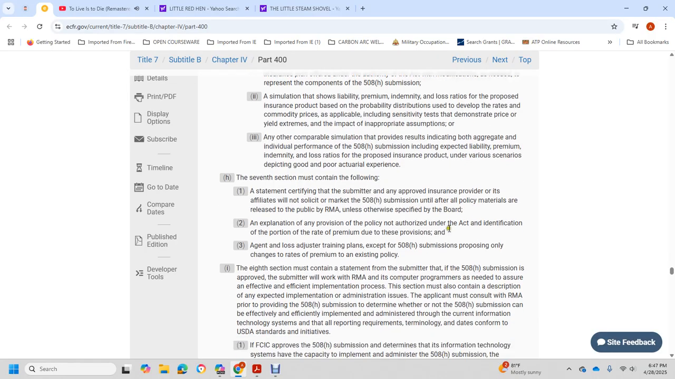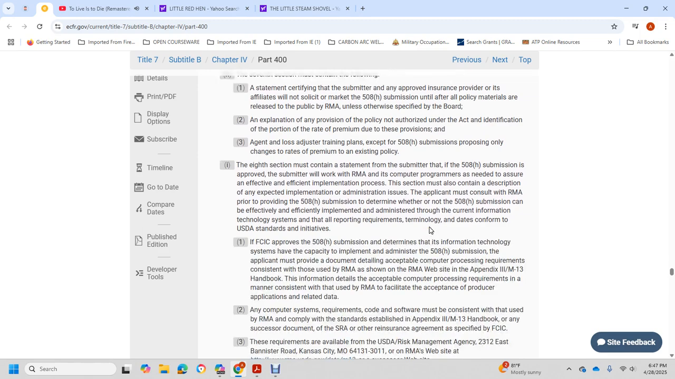The 508 section must contain the segment of the submitted 508, so the admission with proof of the submission to the RMA, with the computer program needed to ensure the effective implementing process. The section must also contain a description of the implementation to demonstrate, with the applicant consulting with the RMA when providing the 508 submission, to determine whether the 508 submission can be effectively implemented administratively with the current information technology system, and also reporting requirements of terminology, with the data conforming to USDA standard initiatives.